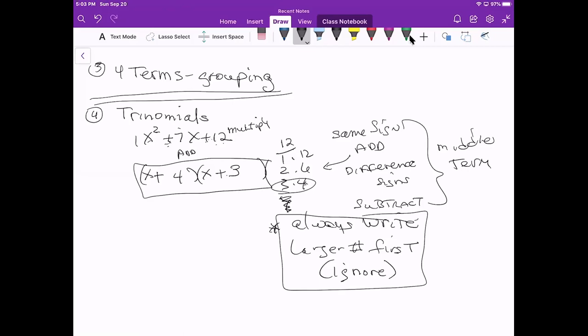Now, the way to check it, watch, like FOIL: first and last. First in these parentheses is x times x, which is x squared. The last in each parentheses is 4 times 3, which is 12. Middle term, remember my little smiley face, little smile, big smile. We got 4x and we have 3x, equals 7x. Is that right? Yep, you got it. There you go. That's your simple trinomial with 1 as the leading coefficient in front of the x squared.